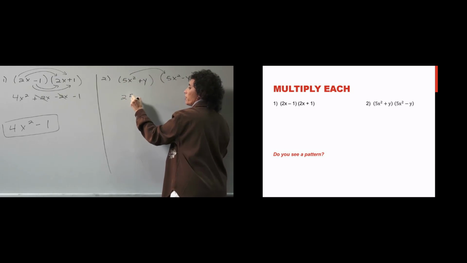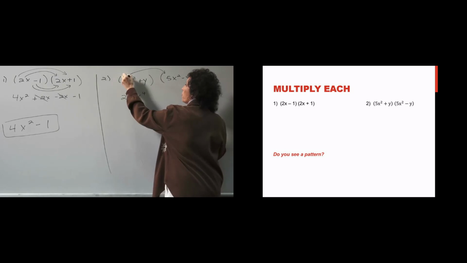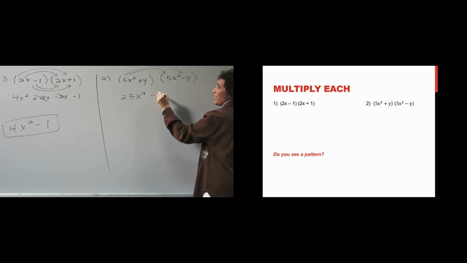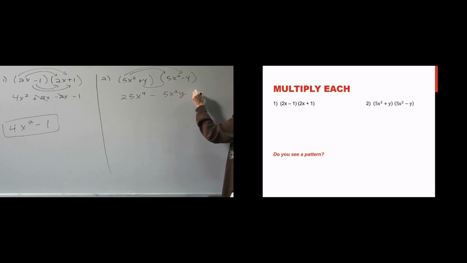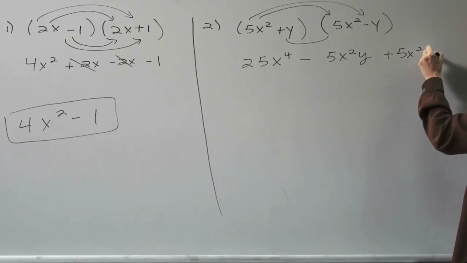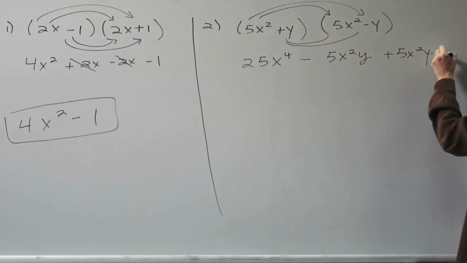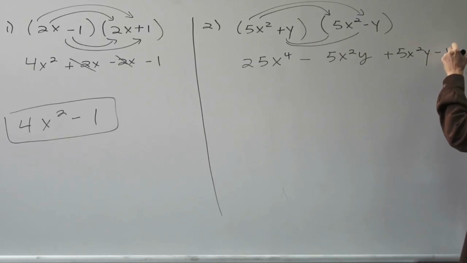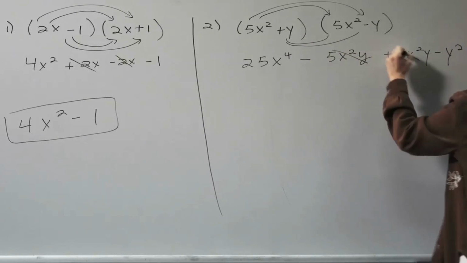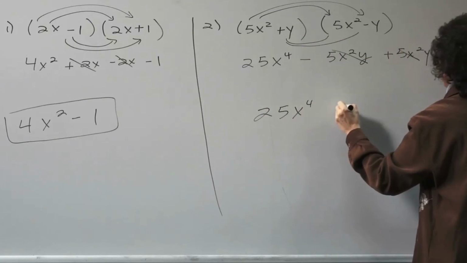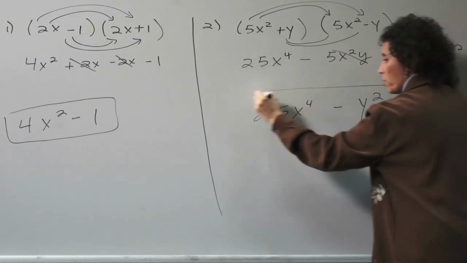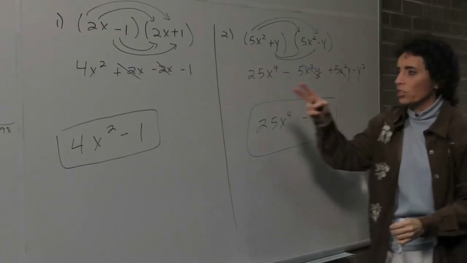5x squared times 5x squared is 25x to the 4th. Positive times a negative is a negative 5x squared y. Positive times a positive, positive 5x squared y. Positive times a negative is a negative y squared. And we get 25x to the fourth minus y squared. So the middle terms are opposites in both these cases.